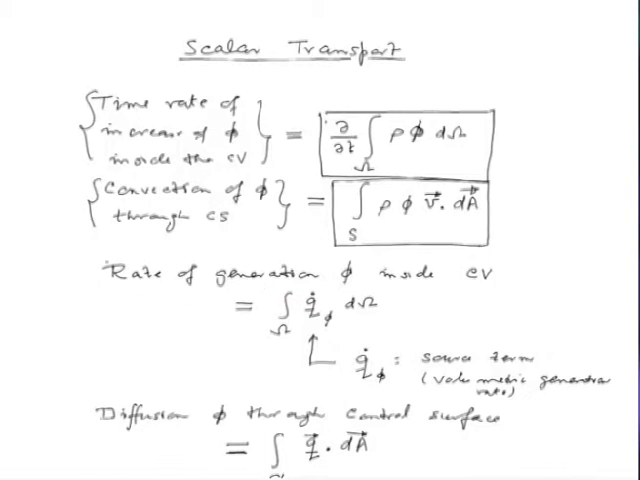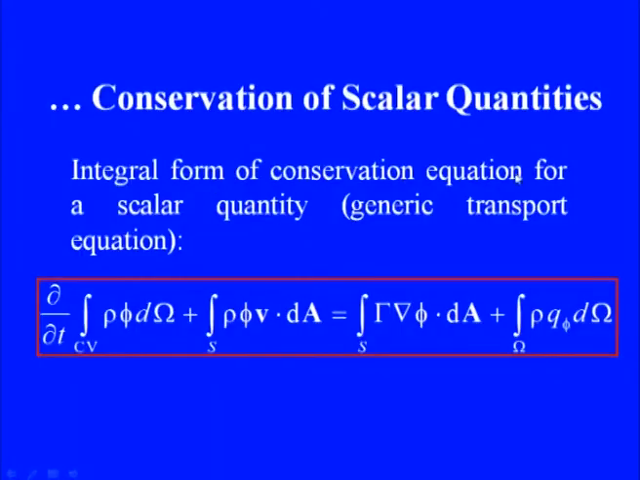So, now we can substitute these 4 integrals which we obtained in our verbal equation which we derived earlier, and that leads to the integral form of the scalar transport equation. So, this is the form of conservation equation for a generic scalar quantity.